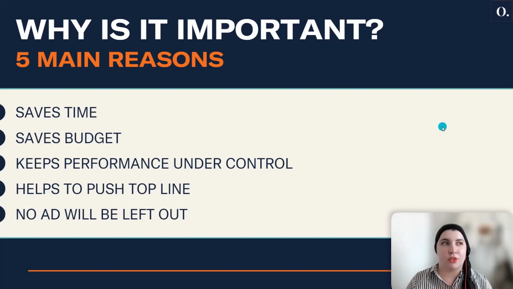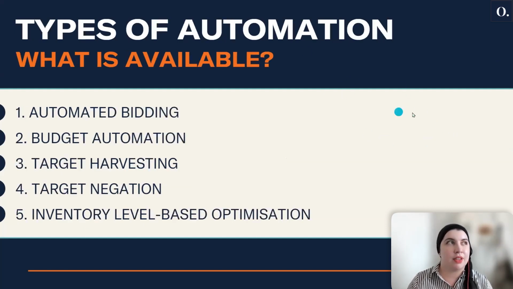So moving on to the next slide, there are 5 types of automation available. There are many more, but in this presentation, I'm going to show you the 5 most important ones. You have automated bidding, budget automation, target harvesting, target negation, and inventory level-based optimization.